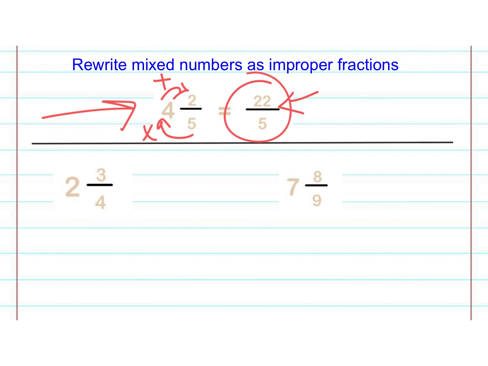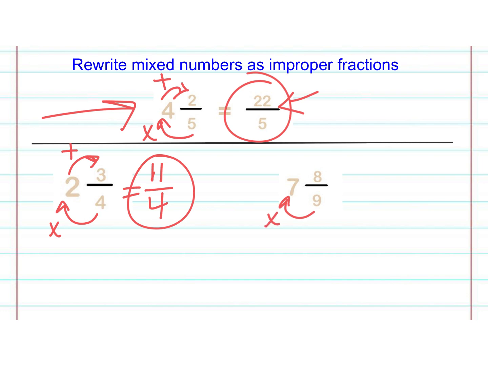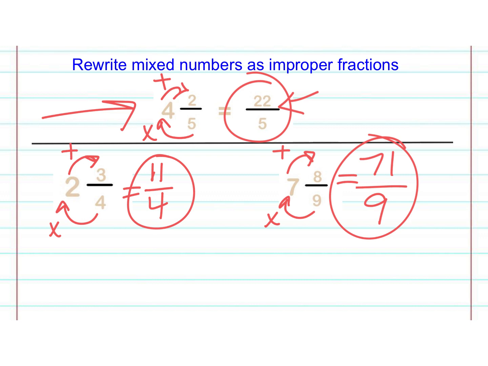Pause and do these two really quick on your own and then come back and check. 2 3/4 would be 4 times 2 is 8, plus 3 is 11. Keep the denominator the same, so 11/4. And then 7 8/9, we have 9 times 7 is 63, plus 8 would be 71. And then keep the denominator the same, so we have 71/9.